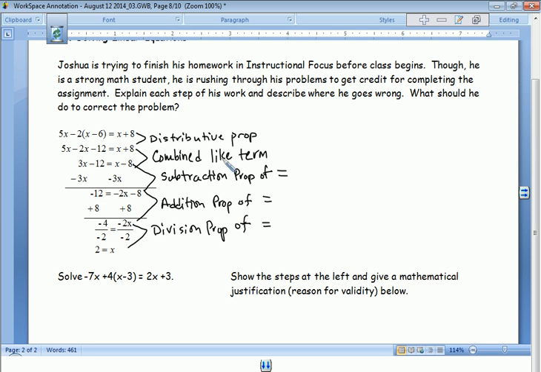Okay, so he had the right idea, but Joshua made two mistakes, didn't he? Joshua made two errors, not just one. Got to be a little more thoughtful when you're working on your homework. Okay? So, Lou, what do you see the first error is?